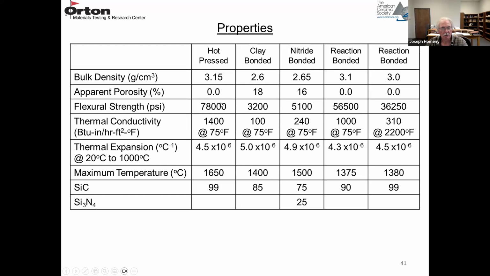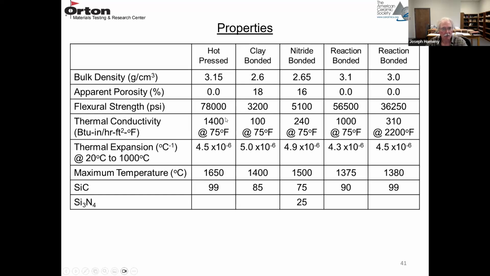So when you have dense materials with low porosity, this is the bending strength. This is 78,000 PSI. This is 56,000. This is 36,000. So these are very high bend strengths. And then the clay and nitride bonded materials are still high for a refractory material, but much lower than the fully dense materials. And then in these BTU units, the thermal conductivities, the first 4 are at room temperature.